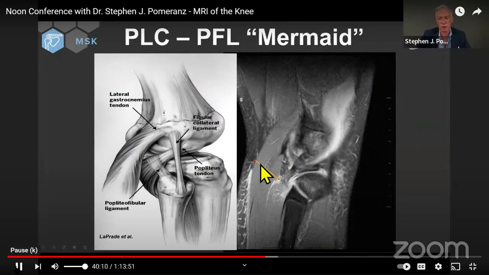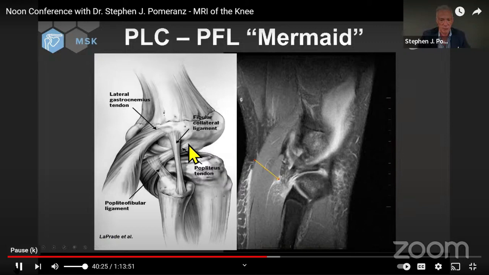I promised I would drill into a little further the pop fib ligament. Let's do that. I am not showing you on the MRI the fibular collateral ligament whose origin sits above the popliteus tendon.